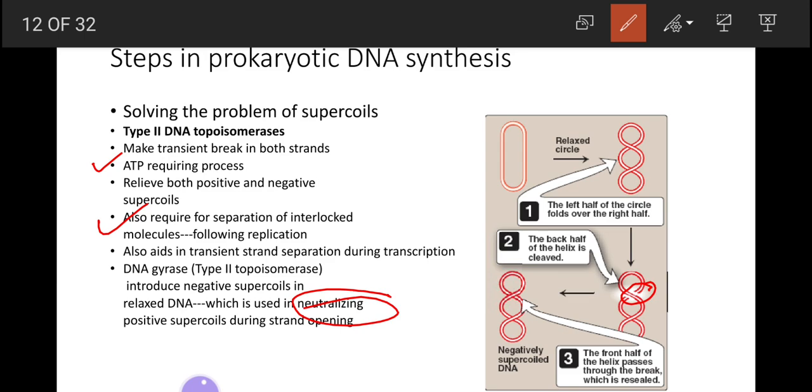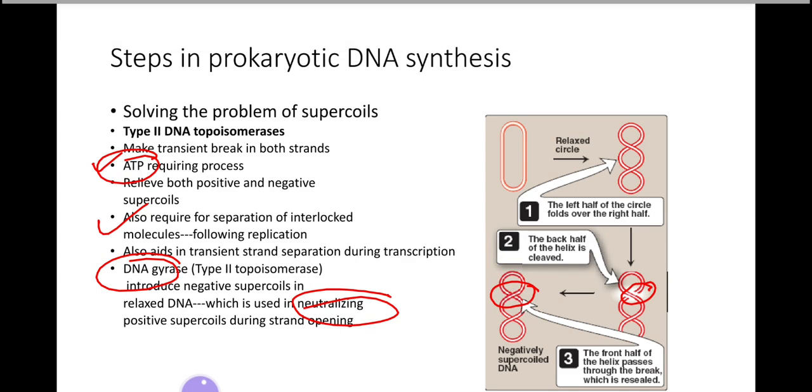and the front half of the helix passes through the break, which is then resealed. I have told you before that ATP is required in this process. And DNA gyrase is the example of type 2 topoisomerase.